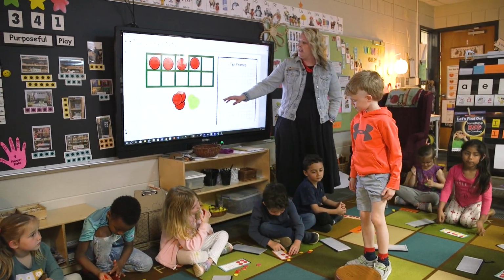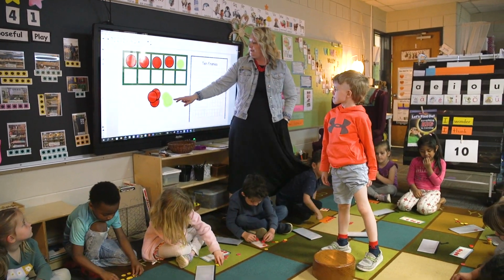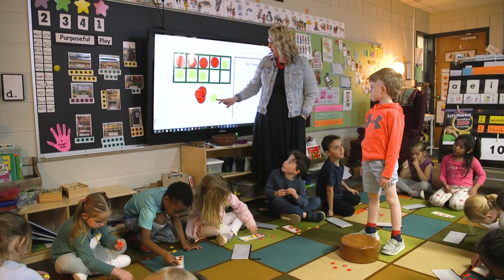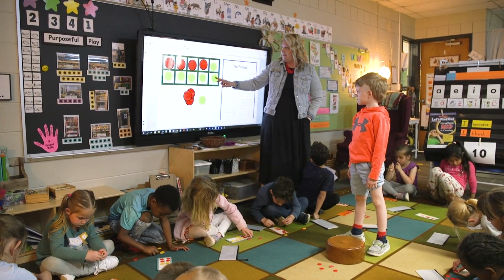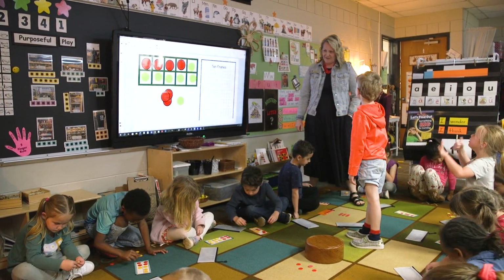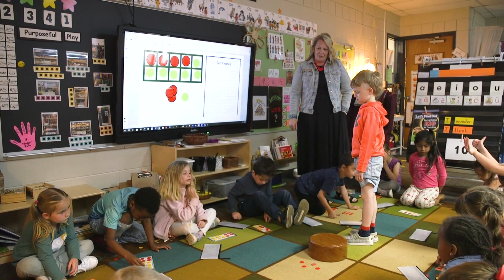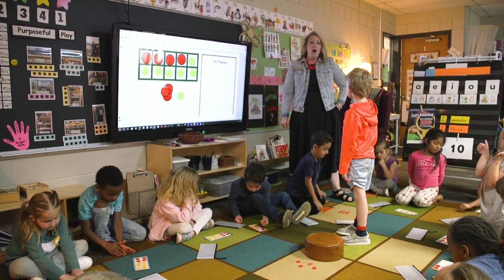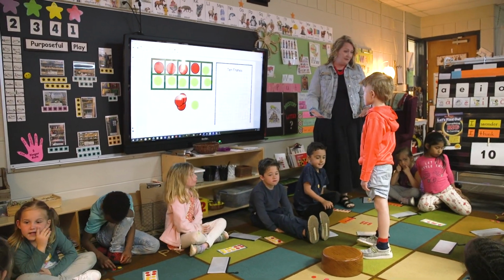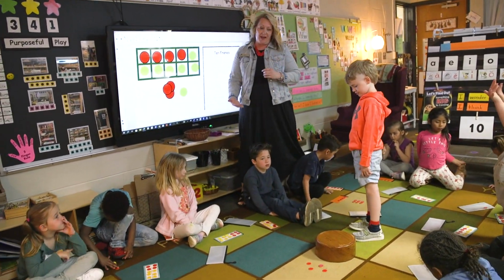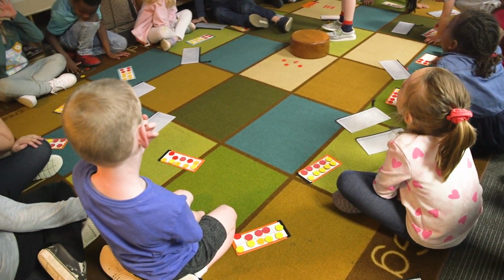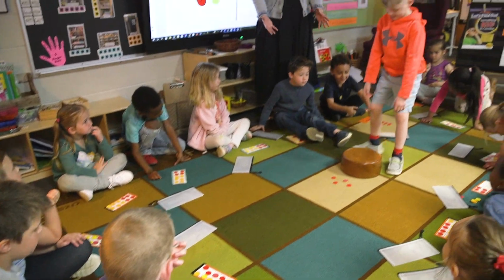Okay, let's fill in the blank spaces with yellow dots. 1, 2, 3, don't pick it up. 4, 5, 6. 1, 2, 3, 4, 5. It is 6. Okay, let's make an equation. Say 4 plus 6. How many do you think are under the bowl? 6. Let's check and make sure. Raise the bowl up, Zane.